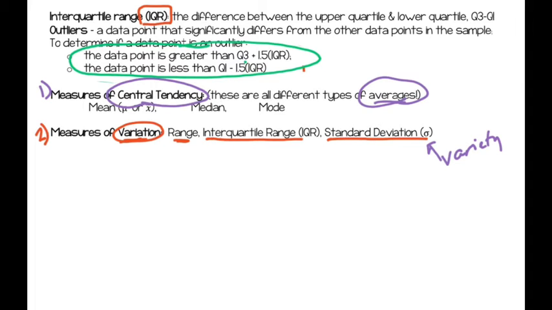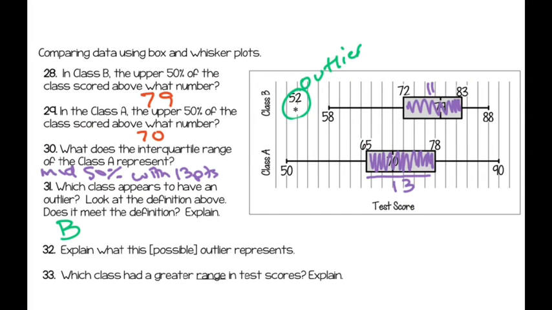So let's see if that applies here. So looking at Class B, okay, the quartile 1 is 72, and the interquartile range is 11. So if I take 1.5 times 11, I get 16.5. So my question is, does this satisfy that it is the quartile 1, 72, minus 16.5? Is it outside of that range? So 72 minus 16.5 is 55.5, and so it does meet the definition, like it is past that.